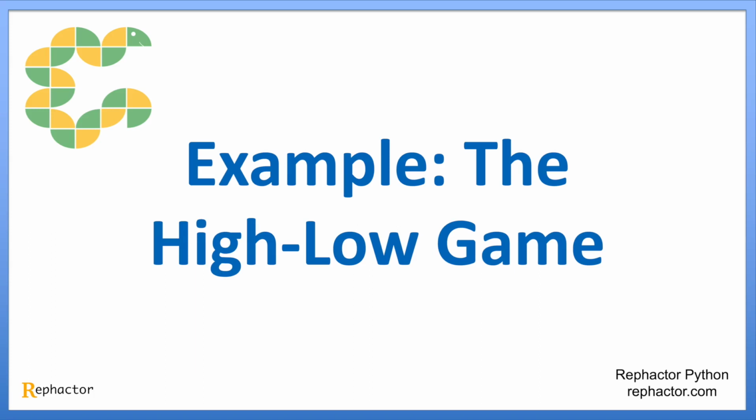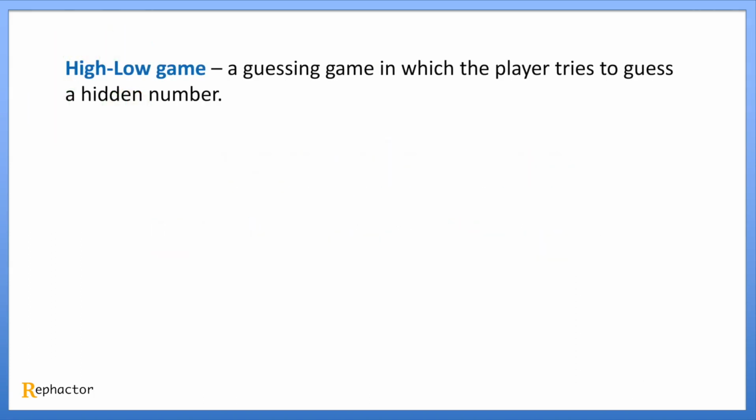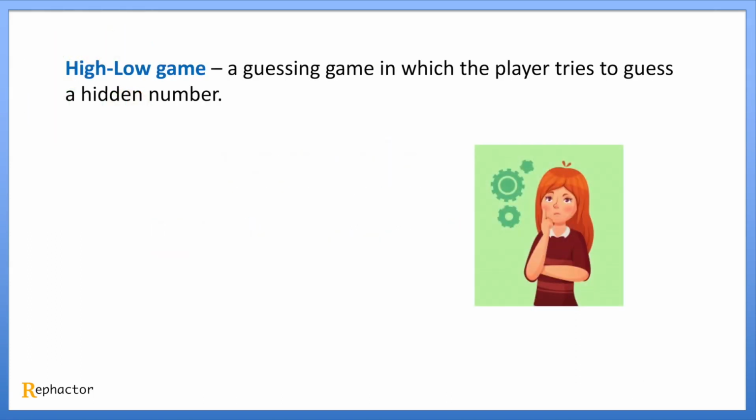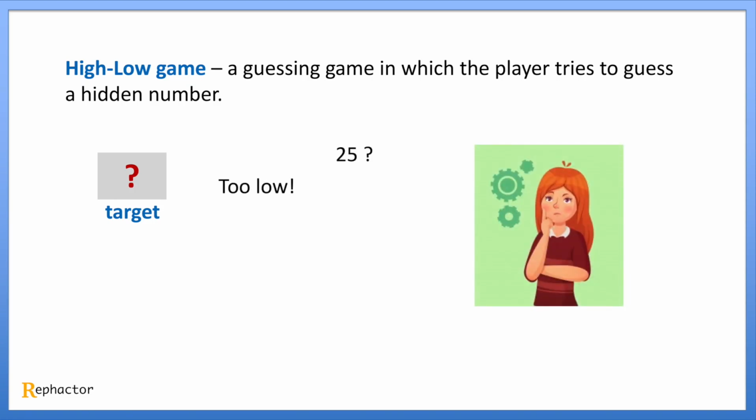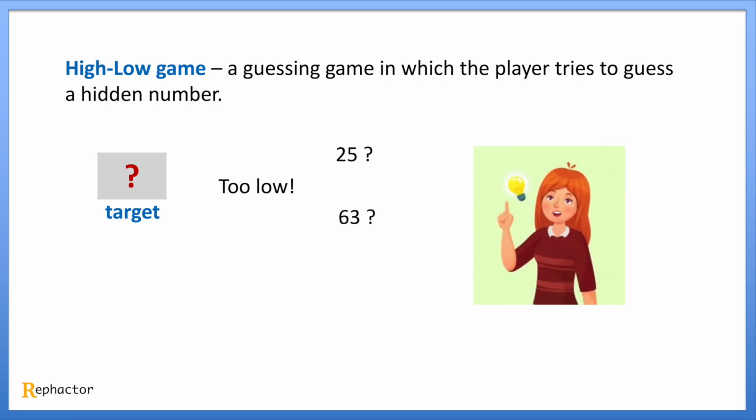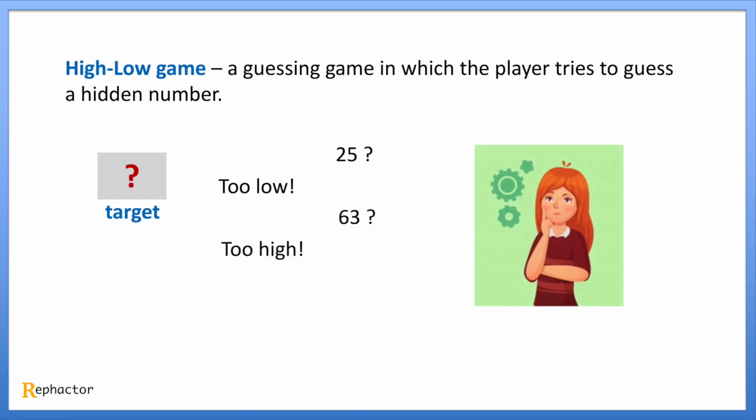Let's talk about the high-low game. The high-low game is a guessing game in which the player tries to guess a hidden number, which we'll call the target value. After each guess, the player is told if the guess is too high or too low. The goal is to find the target value in the fewest number of guesses.